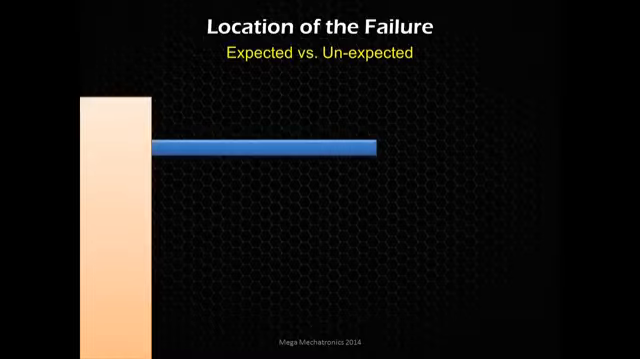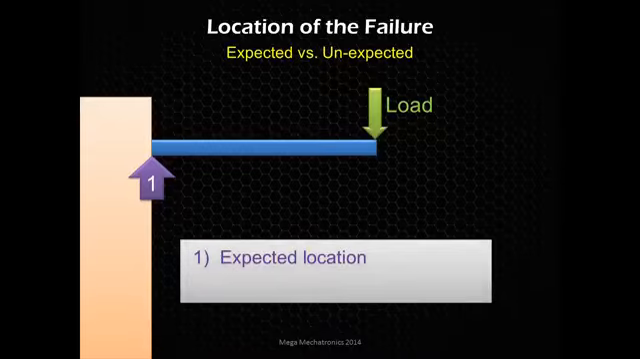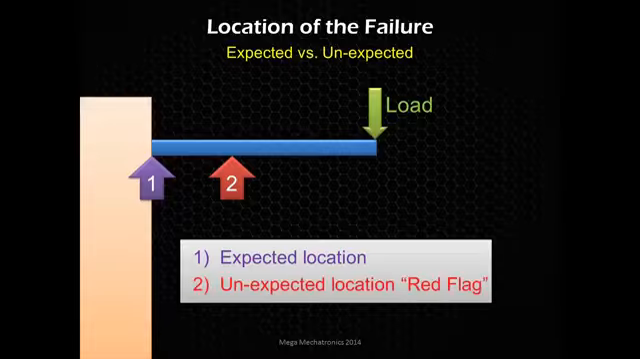So let's say we have a fixed structure with a bar that's attached to it, and we apply load to this. At this point, where it attaches to the fixed structure, that's where we would expect it to fail, because that's where the max stress theoretically should be on a type of load like this with a bar. However, if the bar fails at this point, that's unexpected. We didn't expect it to fail there. We expected it to fail at one.